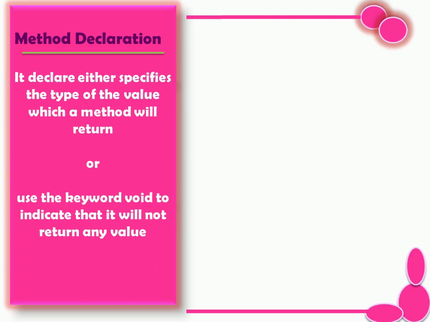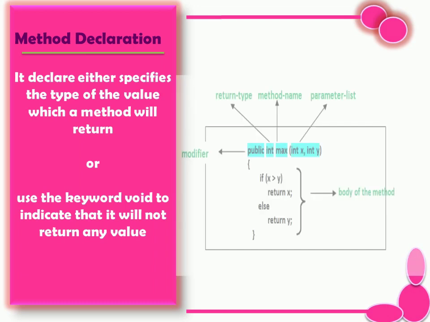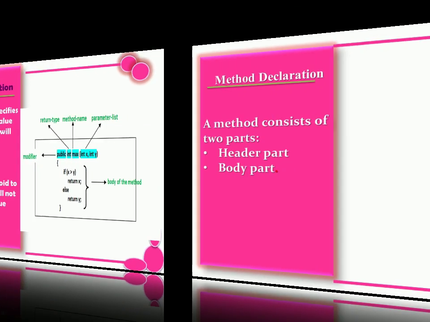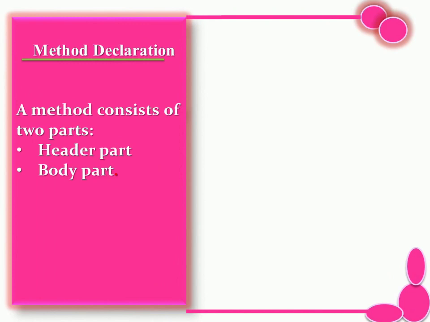In a method declaration, we may either specify the type of the value which a method will return, or we can use a keyword called void. Void doesn't have any return value. So look at the picture over there, an example of method declaration. There in the declaration we have modifier public, return type int, method name max, parameter list int x and int y, and the body of the method has been defined inside the method.